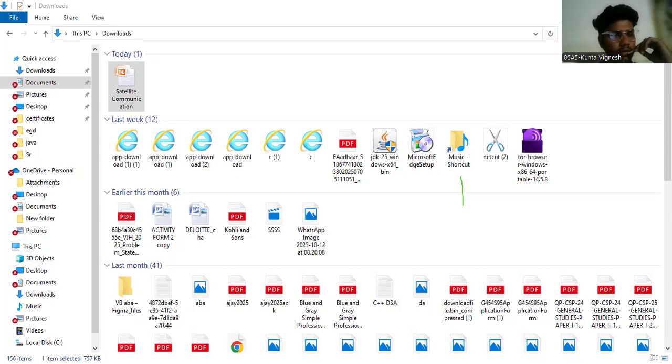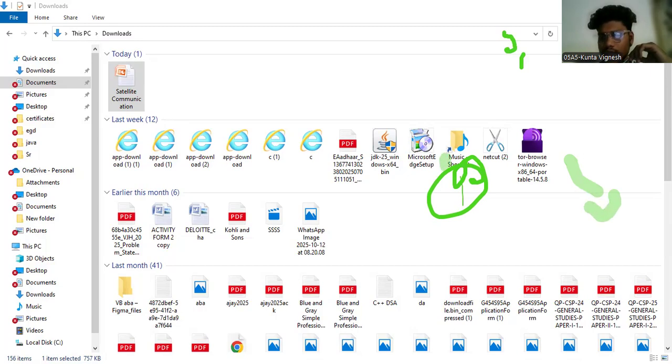This is the first transmission of signal to the satellite. This is the satellite, and this is the receiving area. Right, highlighter. Okay. You can see, this is the transmitting area, and this is the satellite. The middle circular one is the satellite, and this is the receiving ground station.